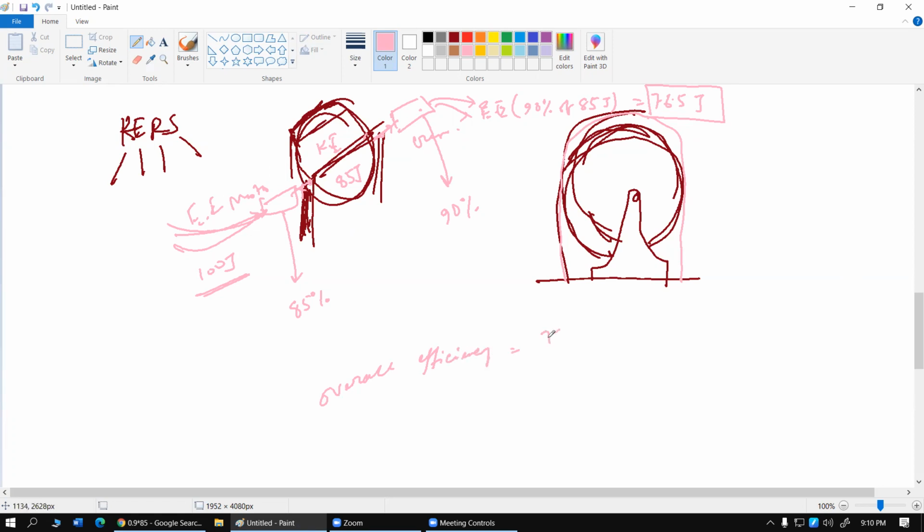76.5 divided by 100 into 100%, which is basically 76.5%.